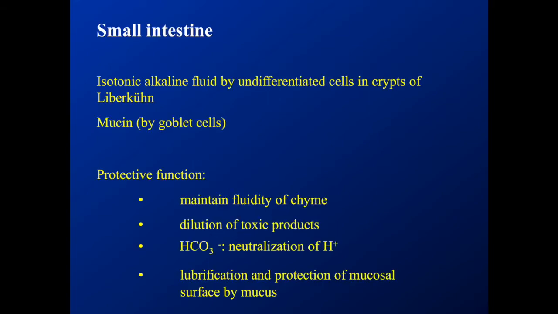In the small intestine, it tends to be isotonic alkaline fluid full of bicarb made by the cells in the crypts of Lieberkühn, and then mucin secreted by goblet cells incorporates with this and promotes its function. Its function is mainly protective.